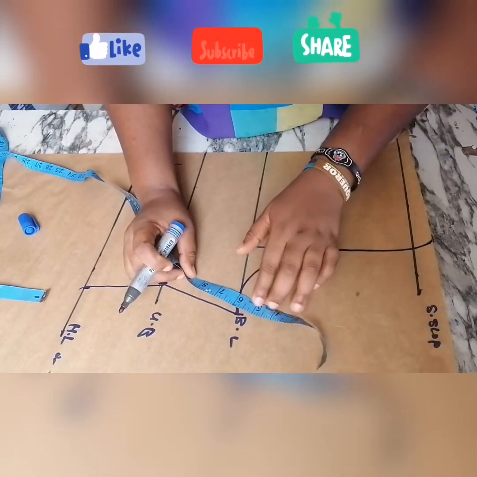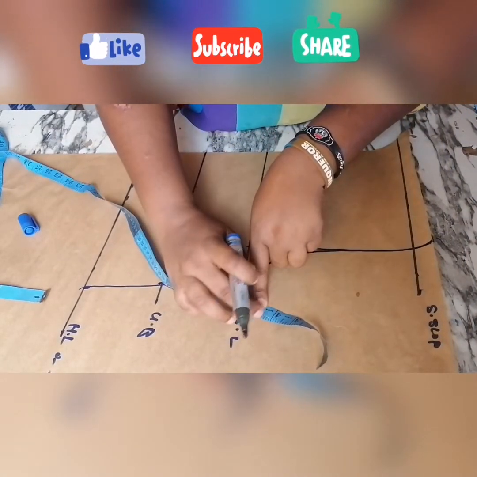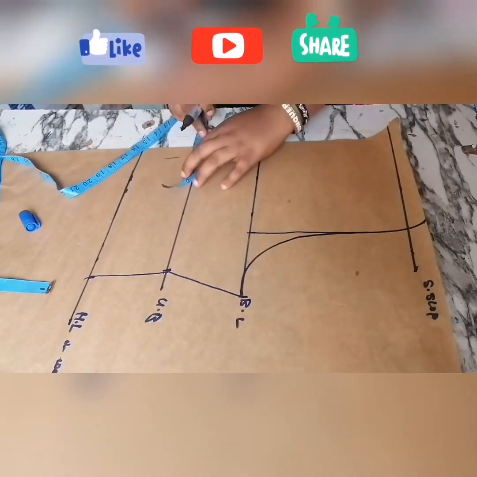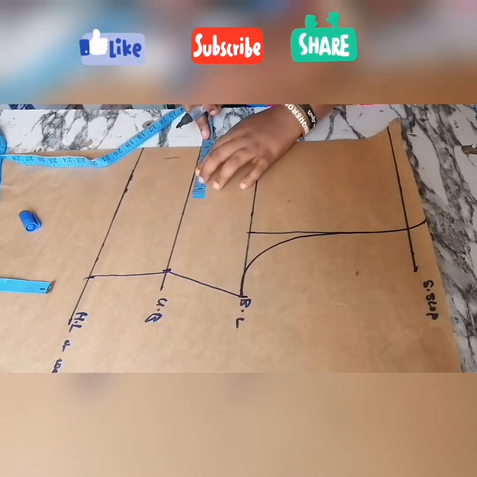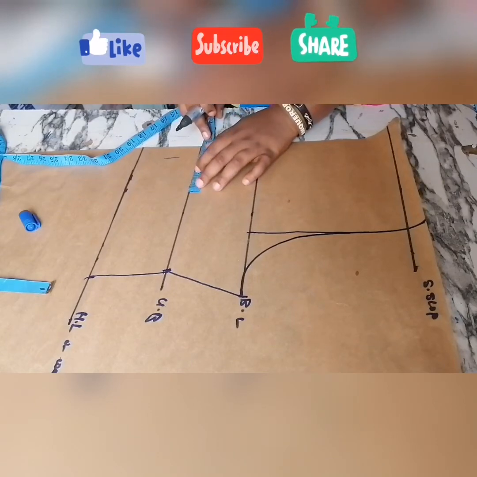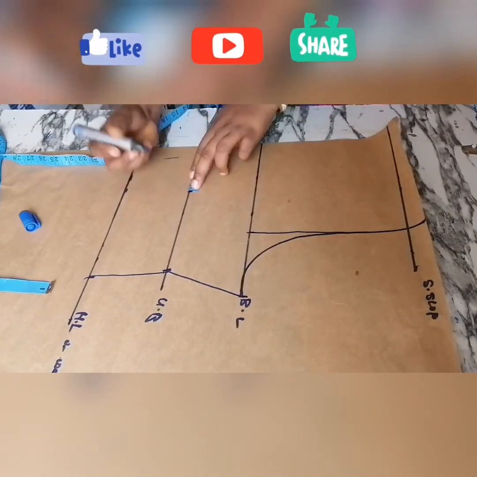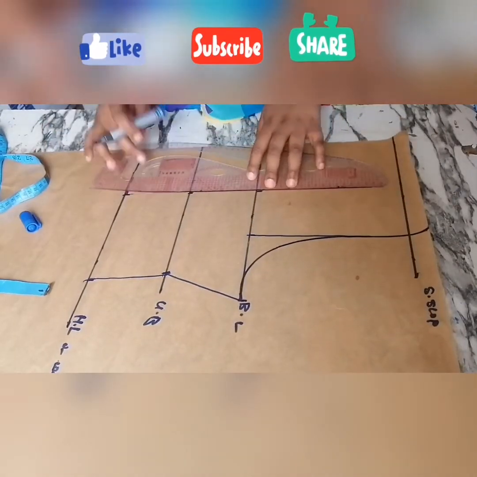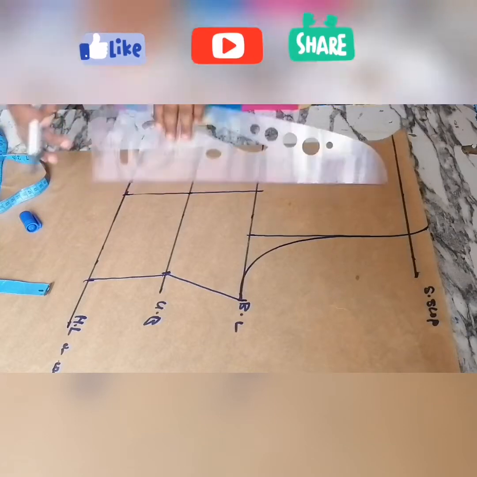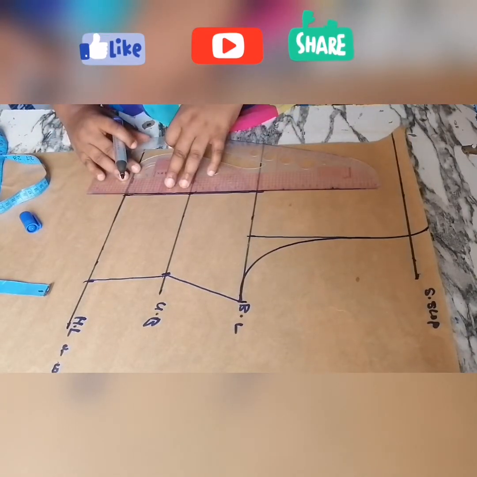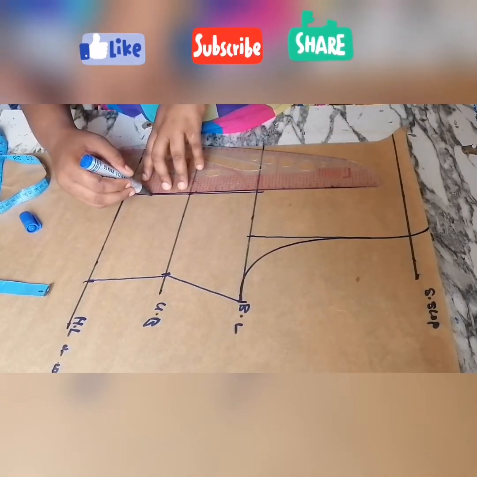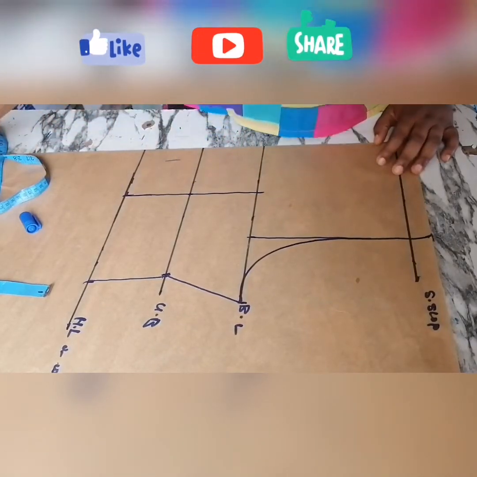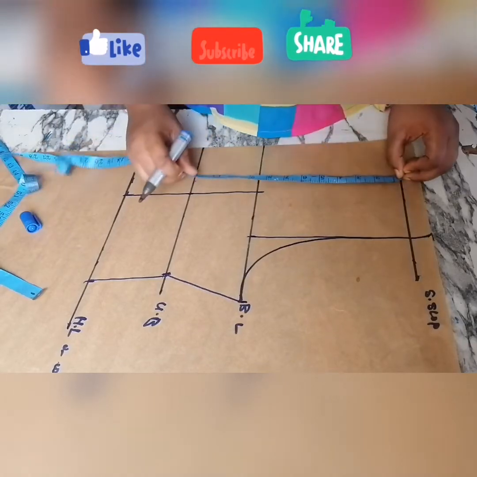Now I'm going to be drawing out my dart. I'm using 4.5 as my dart. So I'm going to take 4.5 at my bust line, 4.5 at my under bust, and 4.5 at my waistline. I'm going to connect that with a straight ruler. And also, if your dart is 4 or 3.5, whatever dart you are using, that is what you should take here, because this draft is for a plus size. So I'm using 4.5 as my dart.